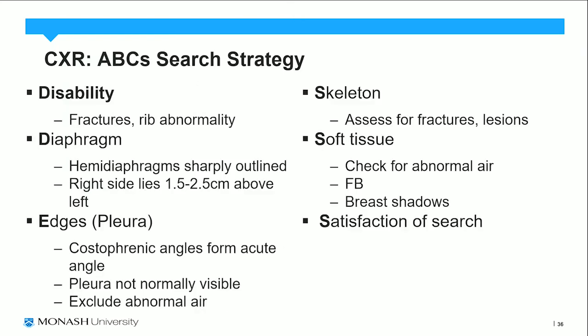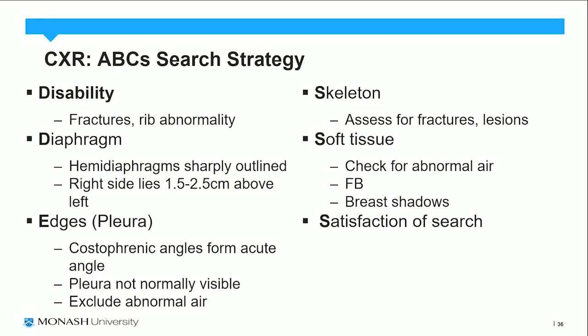Now moving on to D. So the first D is disability, so you want to see if there's any abnormalities such as fractures or rib abnormalities. If there's fractures of the ribs, then try and see whether there's maybe a pneumothorax due to the fracture, and if there's any other rib abnormalities, is that due to metastases. And the second D is the diaphragm.